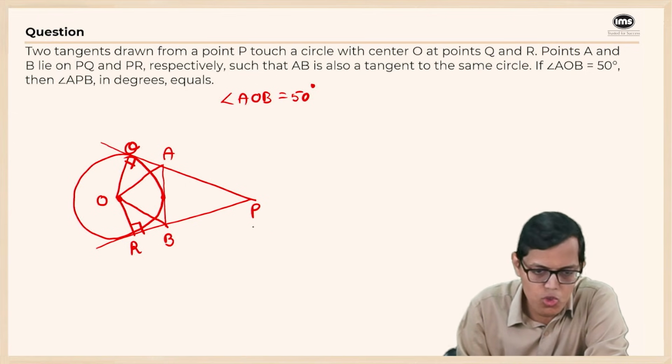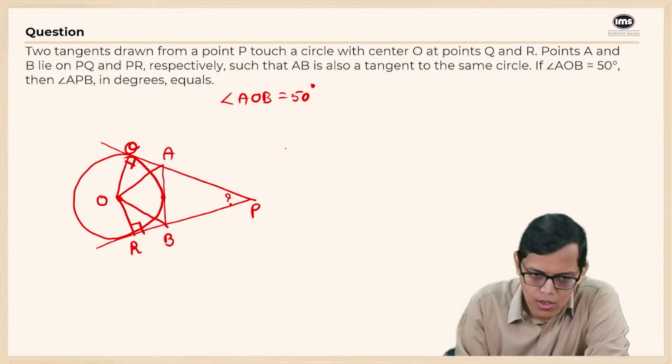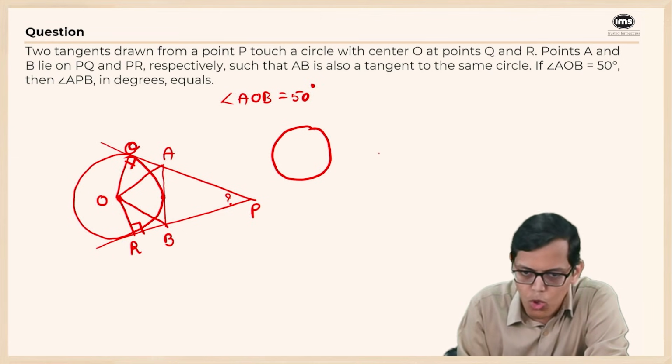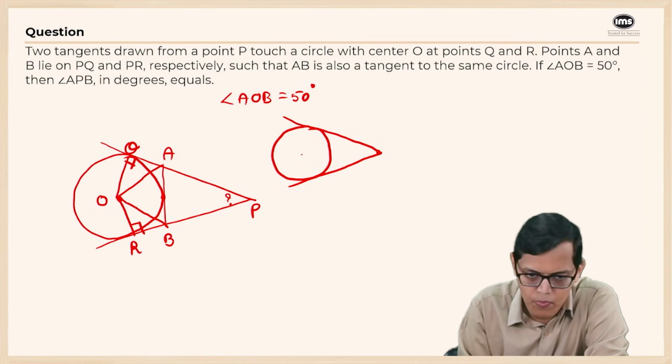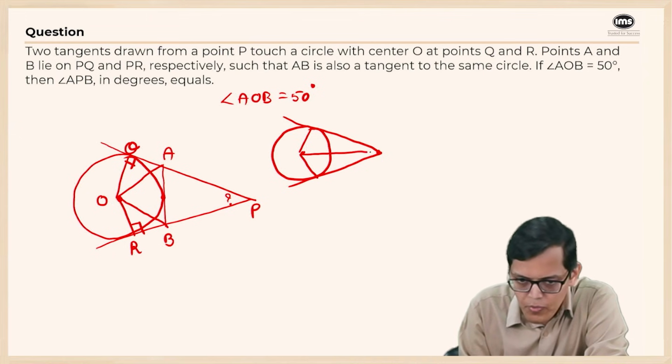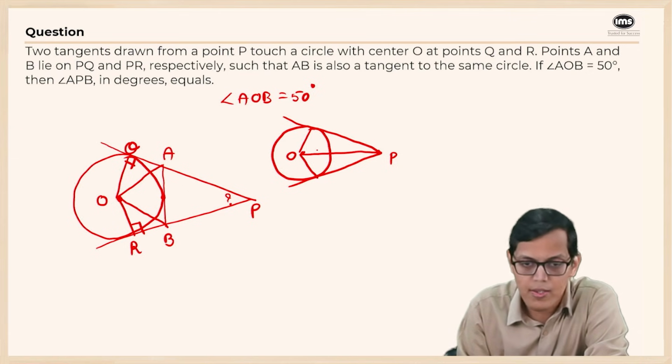And the question wants us to find angle APB. Angle APB is the question. Now, there is a theory of tangents that I want you to understand. For any circle, a point outside of the circle creates two equal tangents. Also, the line connecting the center with that particular point acts as an angle bisector.